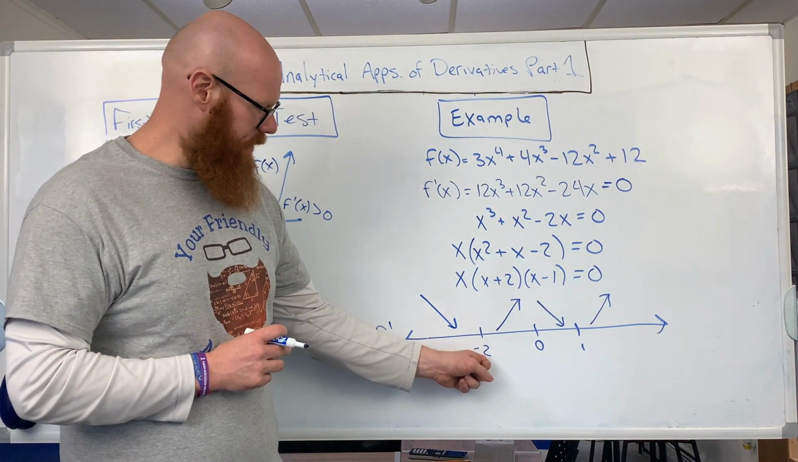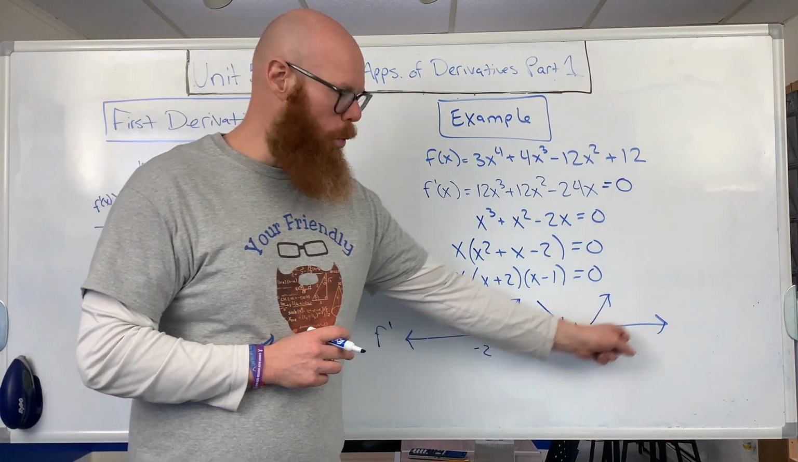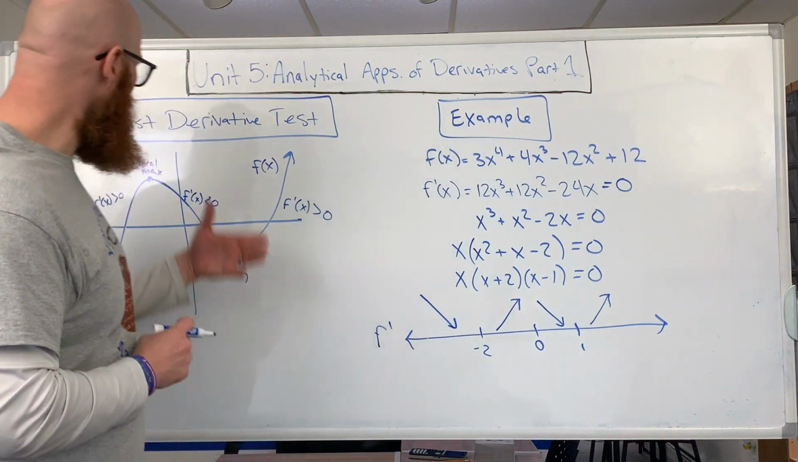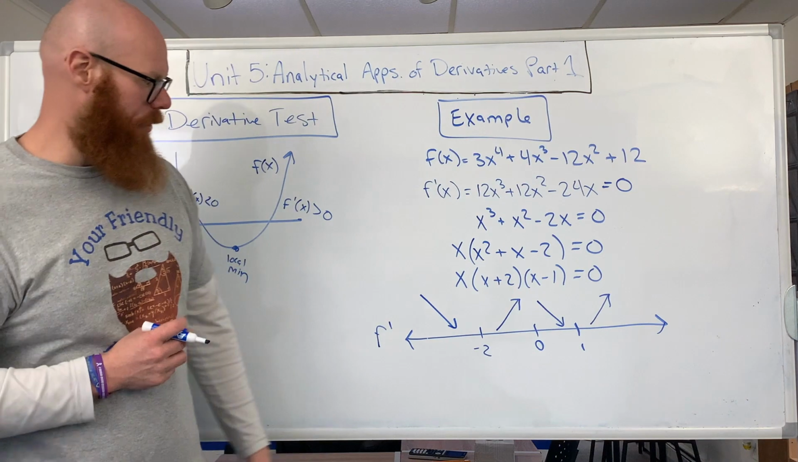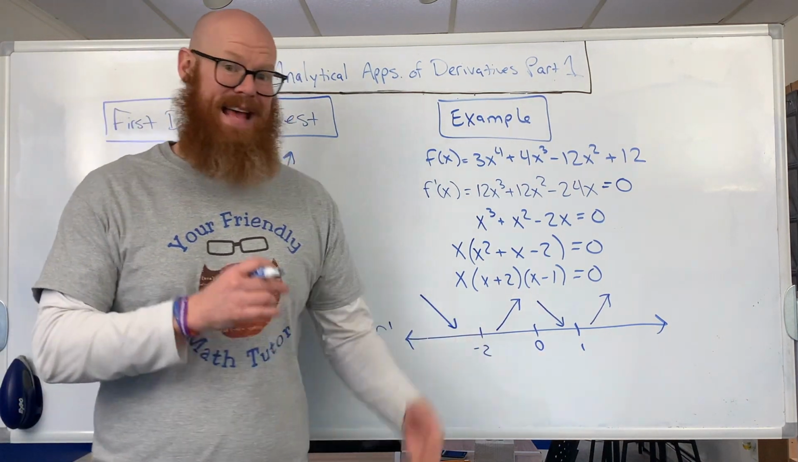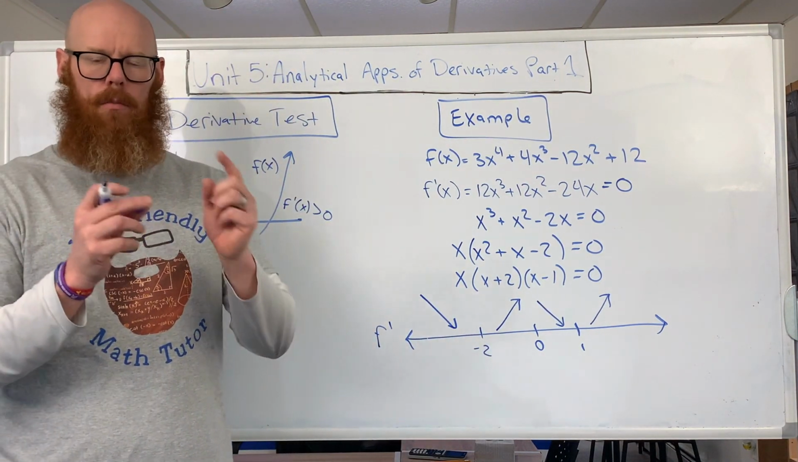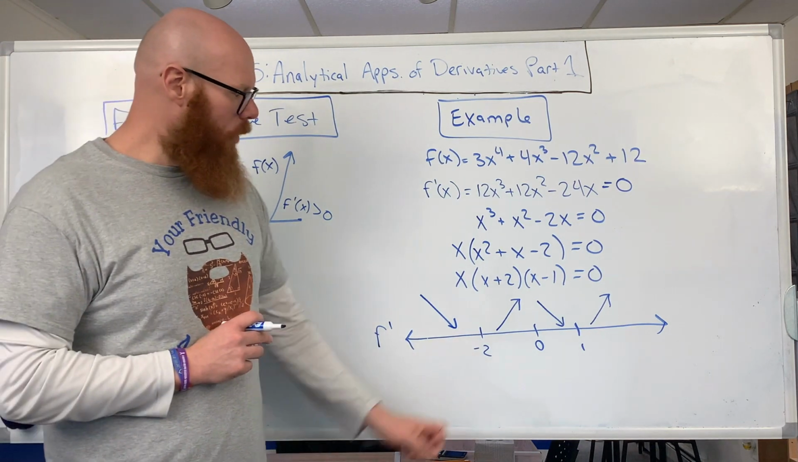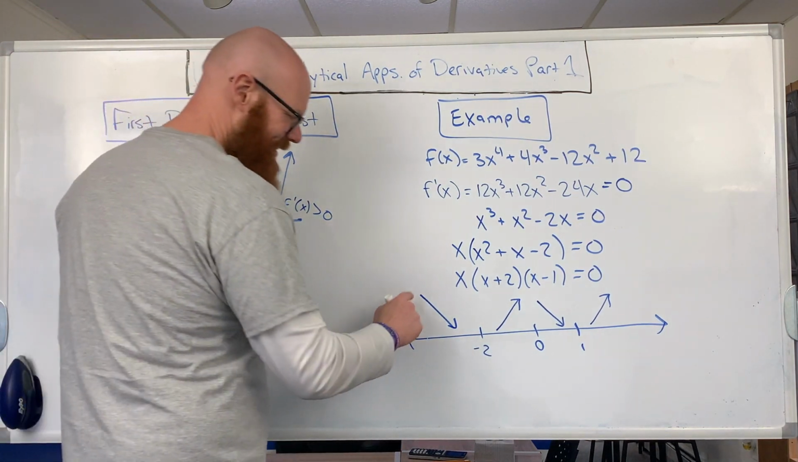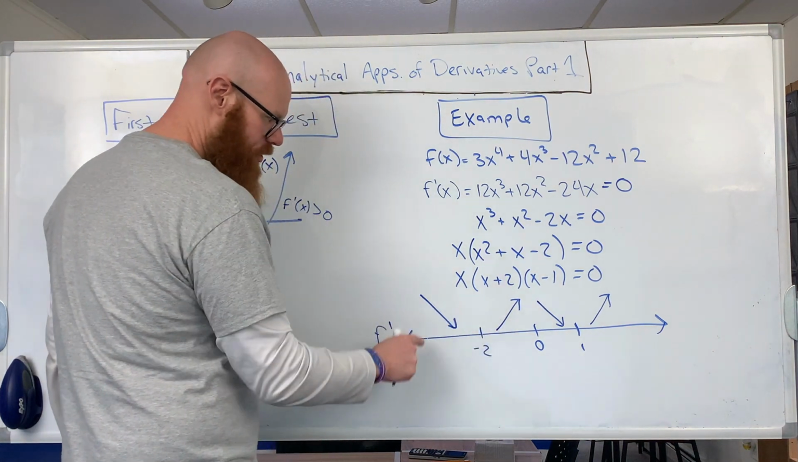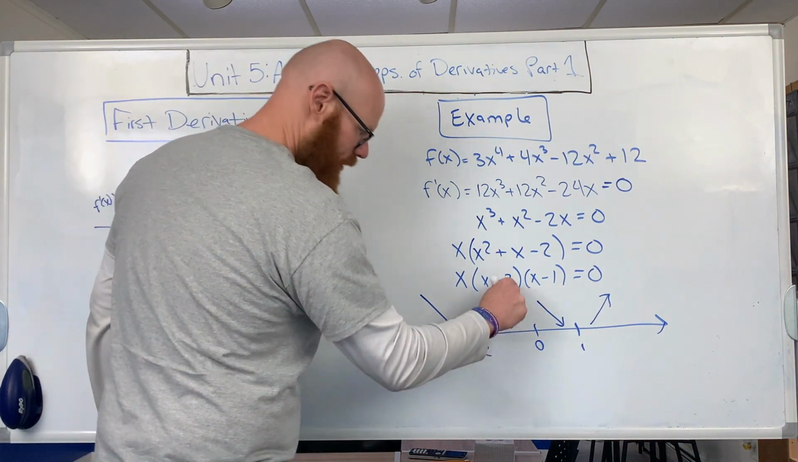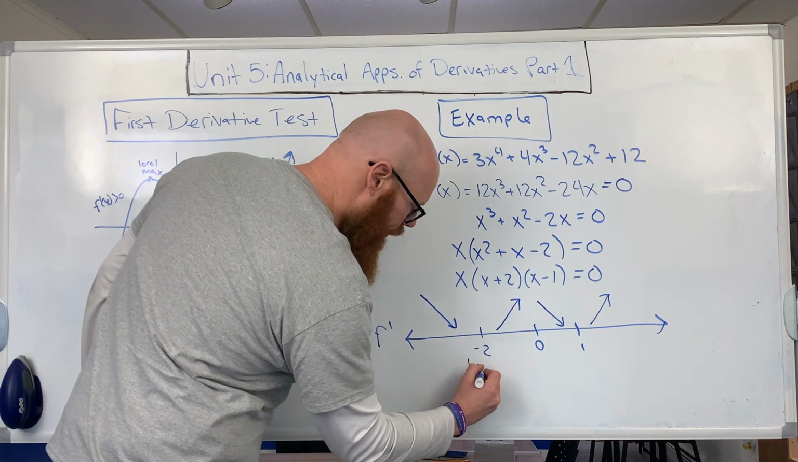And it's increasing from -2 to 0 and 1 to infinity. But what I really want to do is the first derivative test. I want to classify my critical numbers, -2, 0, and 1, as either local mins or maxes. Well, -2, since it's decreasing to increasing, I can just visualize this. This is why I like doing this. I can just visualize this going like that, so this would have to be a local min.